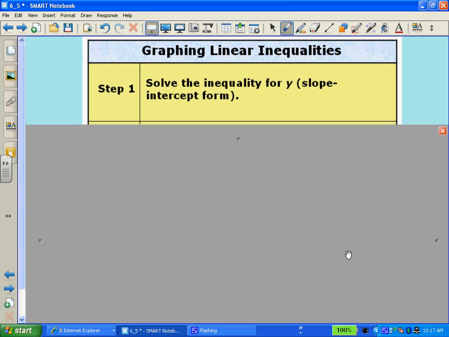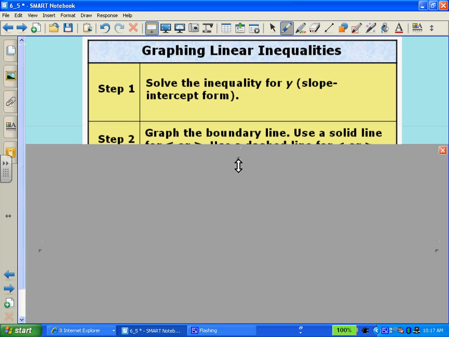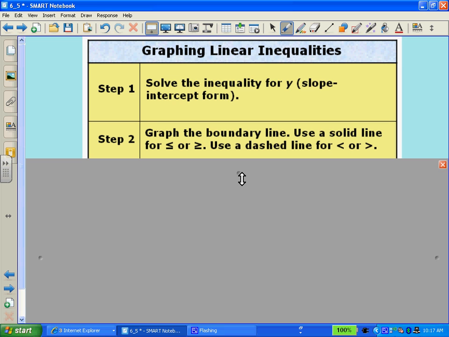Now let's get to the fun stuff, to graphing them. The first step of graphing them, and make sure you have these steps written down in your notes, is to solve the inequality for y. That means put it in slope-intercept form. And this is something we've been working on for a while, so I'm hoping that you're getting pretty good at this. So we solve it for y, and then we graph the line, just like we've been graphing with the slope and the y-intercept in regular equations. And so then we graph that line.